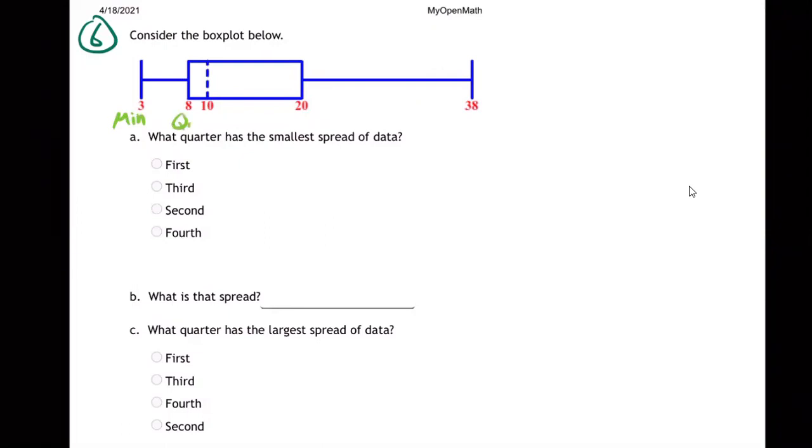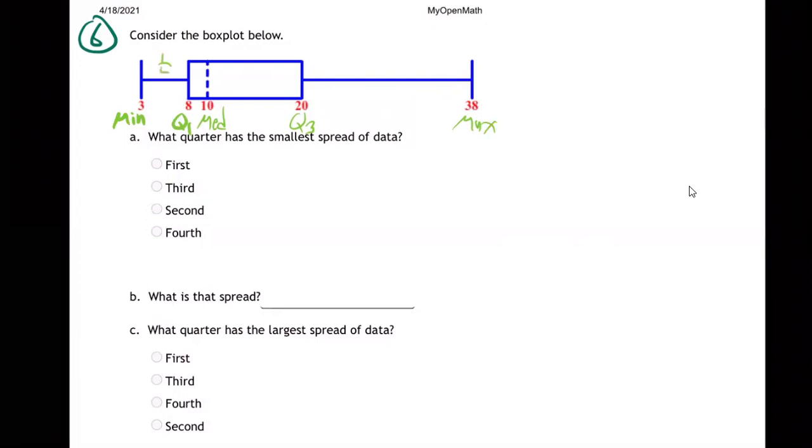This is the Q1. This is the median right here. This is the Q3. And this is the maximum. The highest score anybody got on the quiz was 38. Okay, and so remember what that box plot does is breaks the data up into 4 even sections.